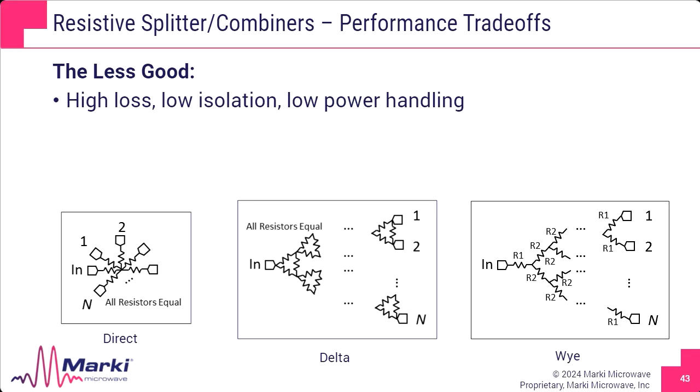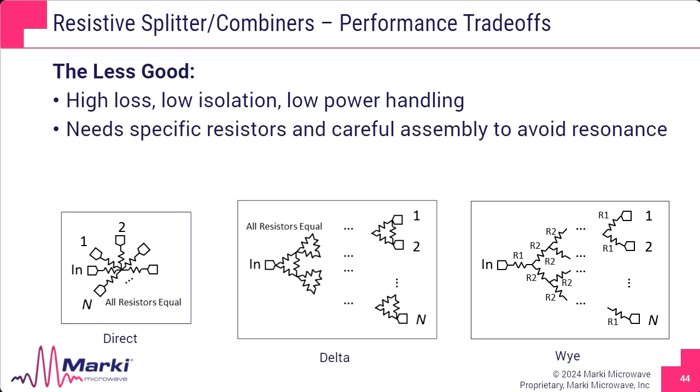Now, the less stellar aspects of this is, as we just saw, these are super lossy. In addition to the power splits, we're eating up power in the resistors, just wasting it to heat. These typically have lower isolation and lower power handling than something like a Wilkinson, because we are limited by the power handling of these resistors. Speaking of, you do need specific resistors and, again, very careful assembly to avoid resonance.